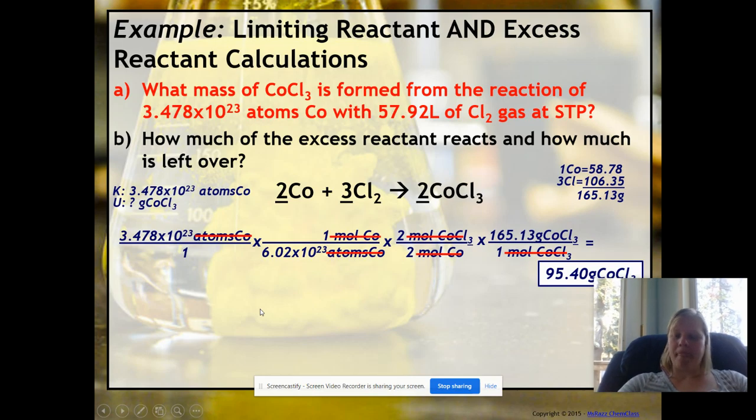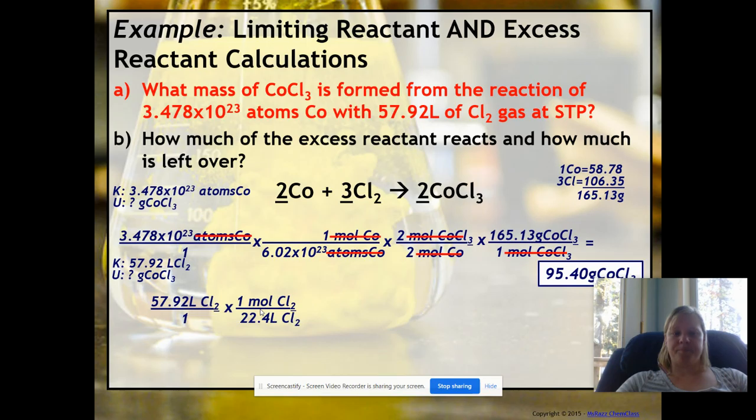All right, now we're going to look at our chlorine gas, all right, and we're starting with 57.92 liters of chlorine gas. We're going to use our conversion factor that 1 mole equals 22.4 liters of a gas at STP, and we have it at STP, so that's nice and simple, and we can cross that out. So now we're in moles of chlorine. Okay, we're going to use this ratio, our 3-to-2. We have 3 moles of chlorine used to produce 2 moles of cobalt chloride. So we'll put that in, cross those out.